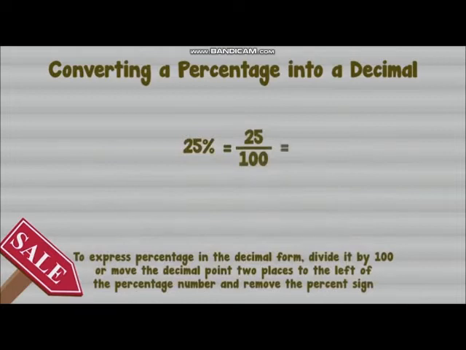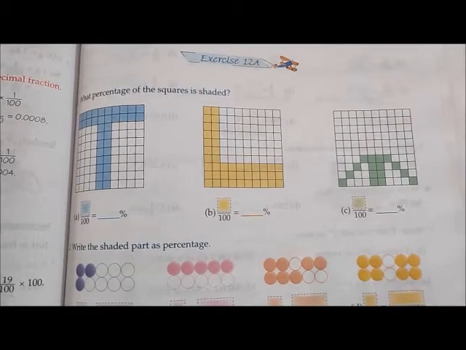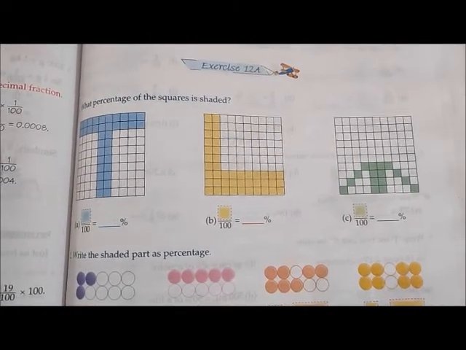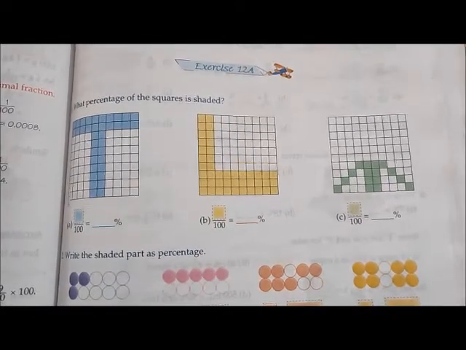So this will be 0.25. That's why 25% is equal to 0.25 as a decimal number. So children, I hope you understood all the terms of percentage. So question number 1, 2 and 3 of exercise 12a we are going to solve in the book only.